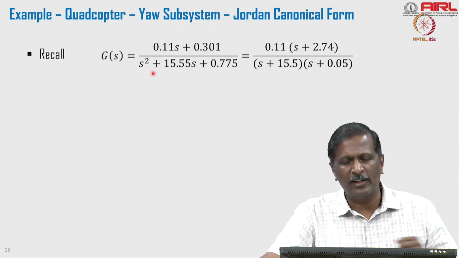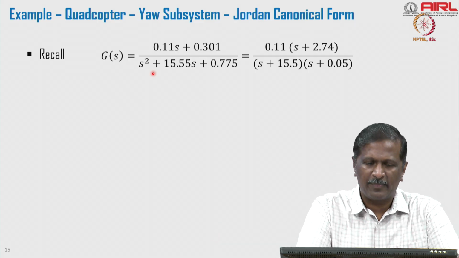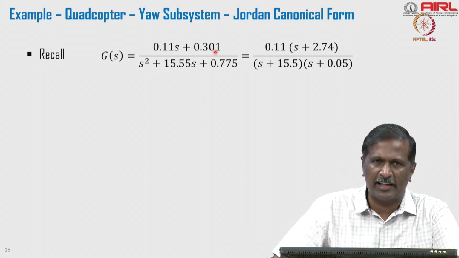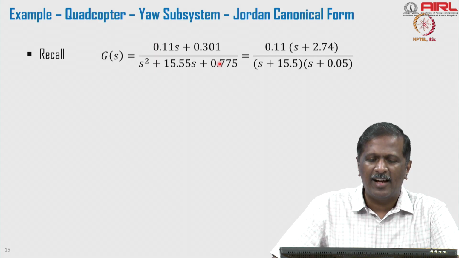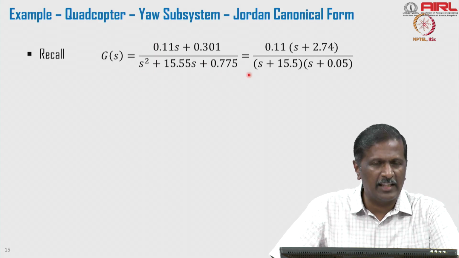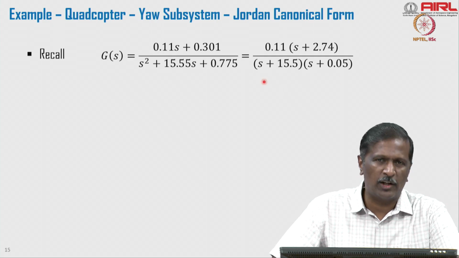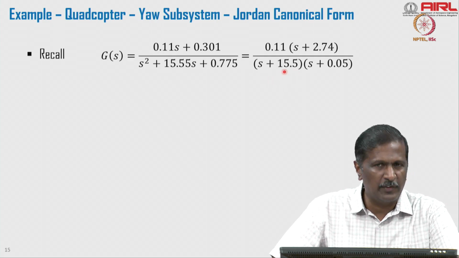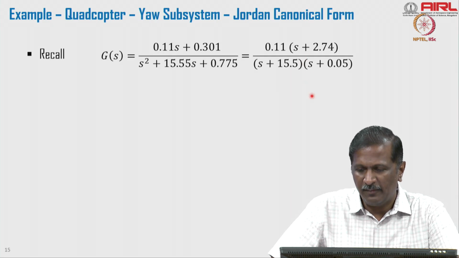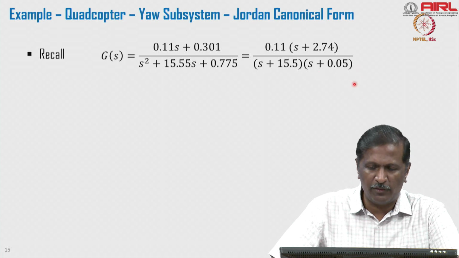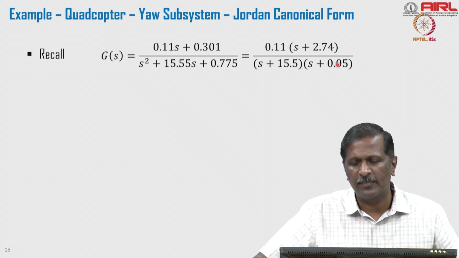Now we look at our yaw subsystem. We know our yaw subsystem is a second order system, right? I'm trying to represent the characteristic equation in terms of two poles. We know there are two poles. One is at minus 15.555, the other one is at 0.05. If we have two poles, right?